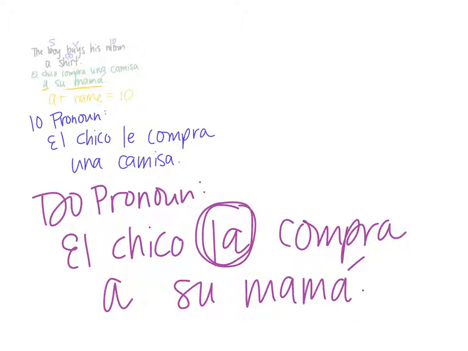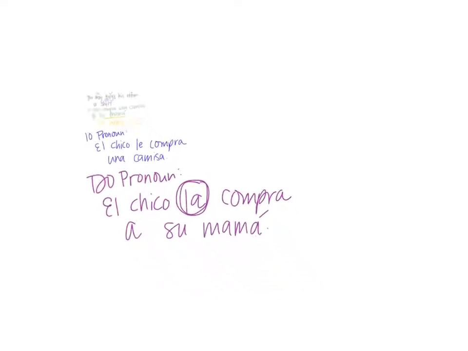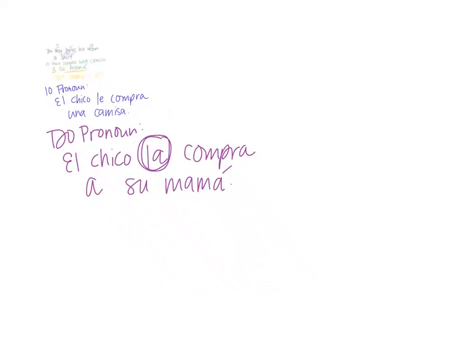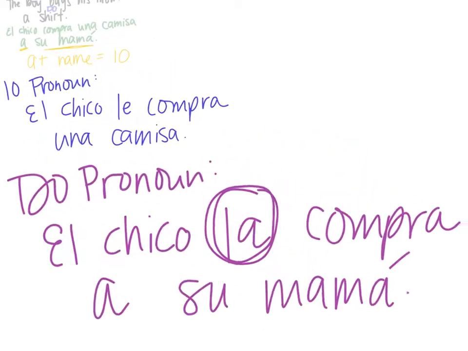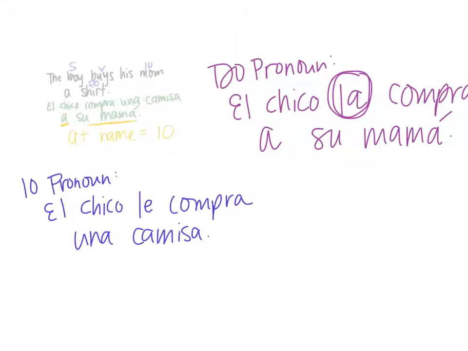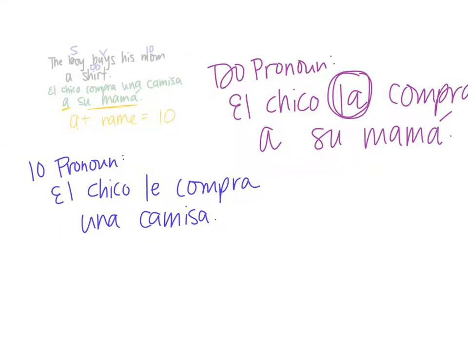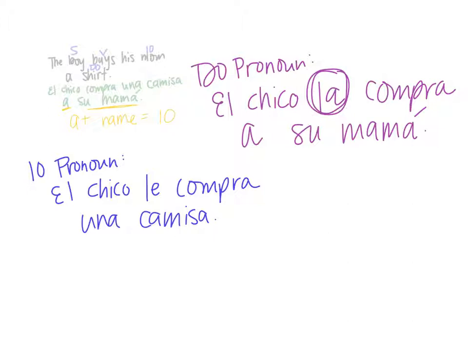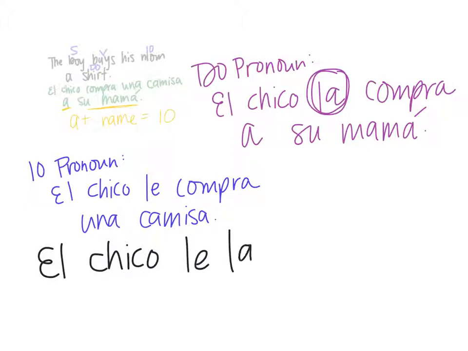Now, some people might be asking, what if I wanted to do both? You know what, I'm actually going to expand this and just move this one up here so we can see all of it. All right, if I wanted to do both, this is how I do it. I do the indirect object first. So, el chico le la compra.